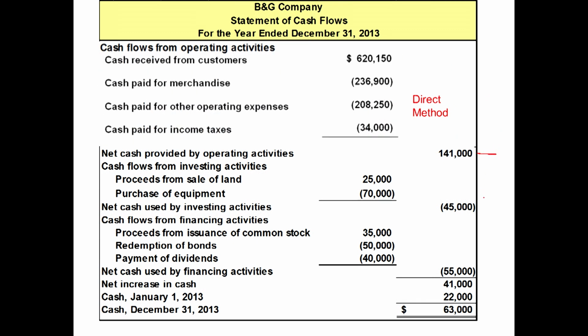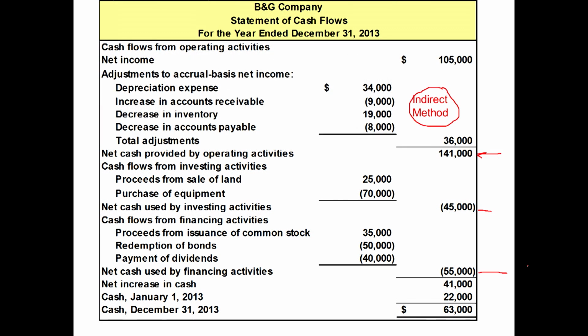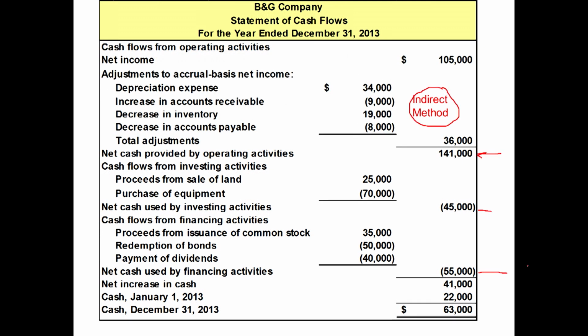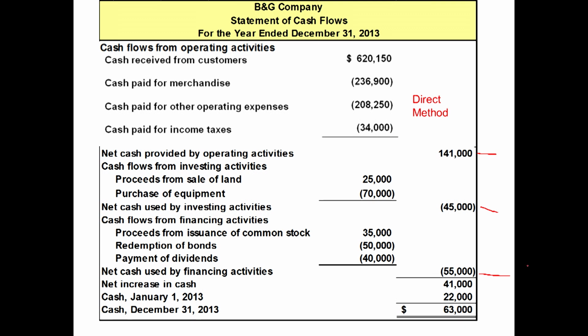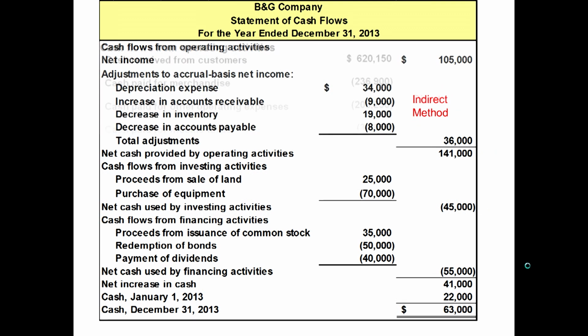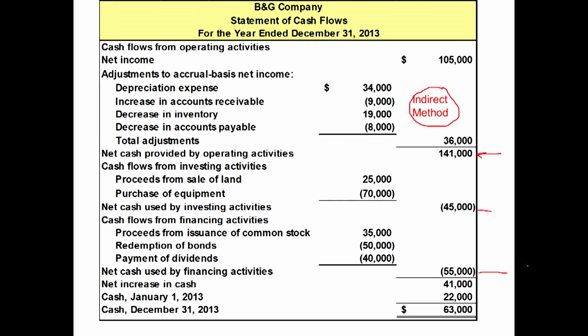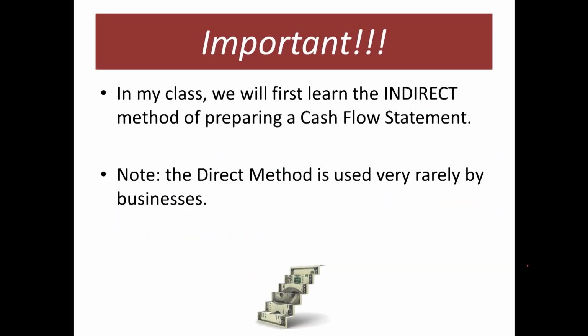And the direct method comes up with those same three numbers, but concentrate on the top third of these cash flow statements as I switch back and forth. Notice that the bottom two-thirds does not change at all, does it? Not one bit. The difference between the indirect method and the direct method is simply how we arrive at that $141,000, okay? Now, we're not going to learn the direct method, because it's hardly ever used in practice. We're going to learn the indirect method, and that's what we started talking about last time, okay? So we'll just learn the indirect method.